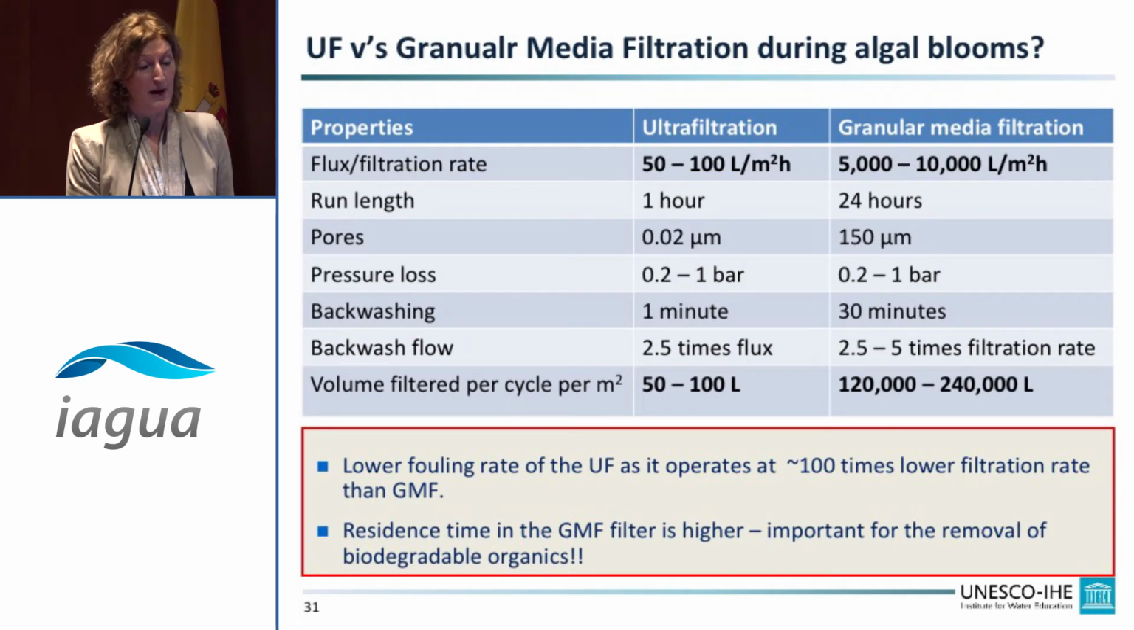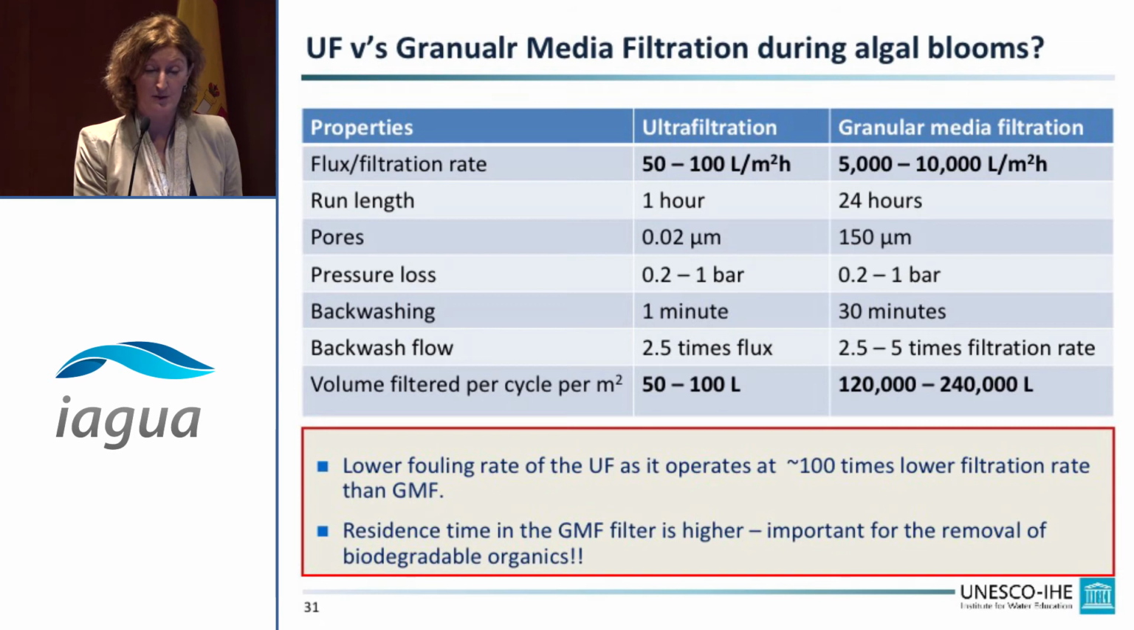Now, here I also compare an ultrafiltration with a granular media filter during an algal bloom. And here I'm comparing it on different aspects. So the one that's most obvious is the flux. The flux on the ultrafiltration is quite low, actually 50 to 100 liters per square meter per hour. On a granular media filter, the flux is much higher, 5,000 up to 10,000 liters per square meter per hour, which means the actual volume filtered in the cycle per square meter is much lower here than there. But what you see is the lower fouling rate of the UF, because it operates at 100 times lower filtration rate than the GMF.